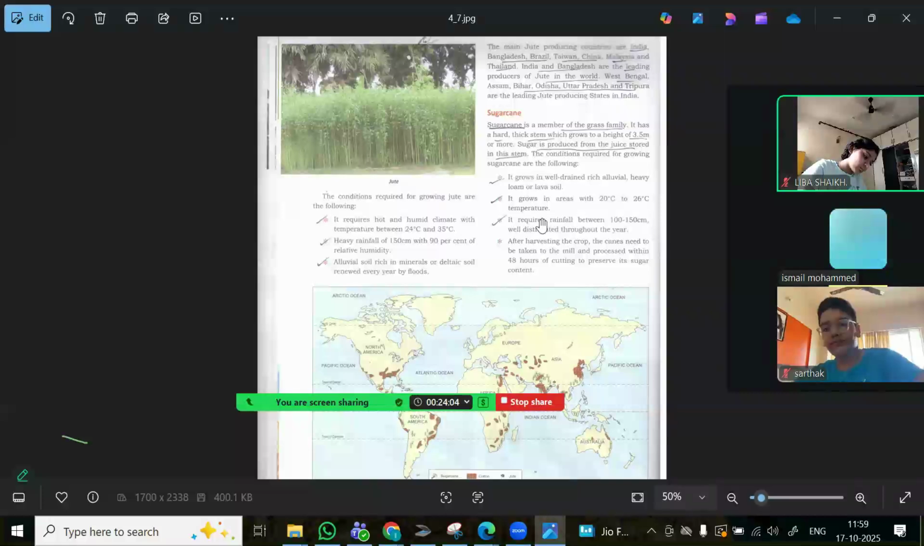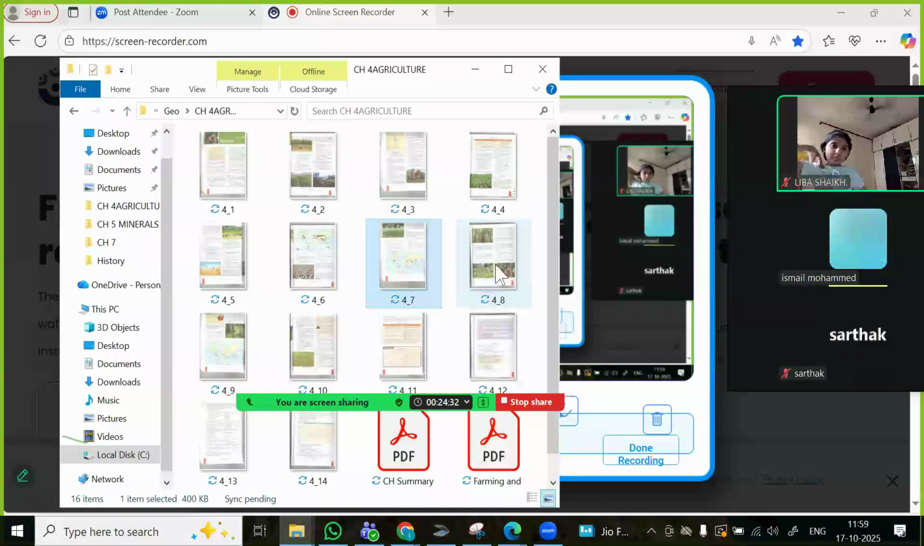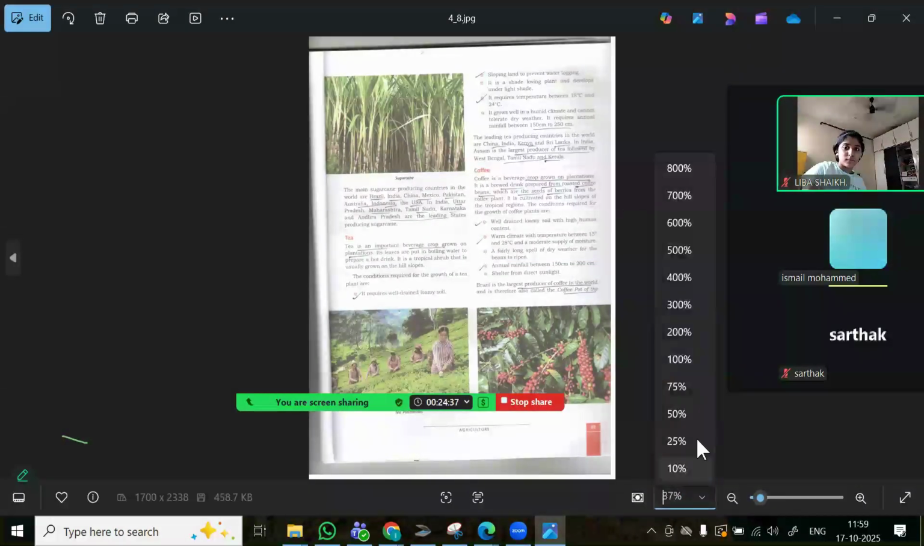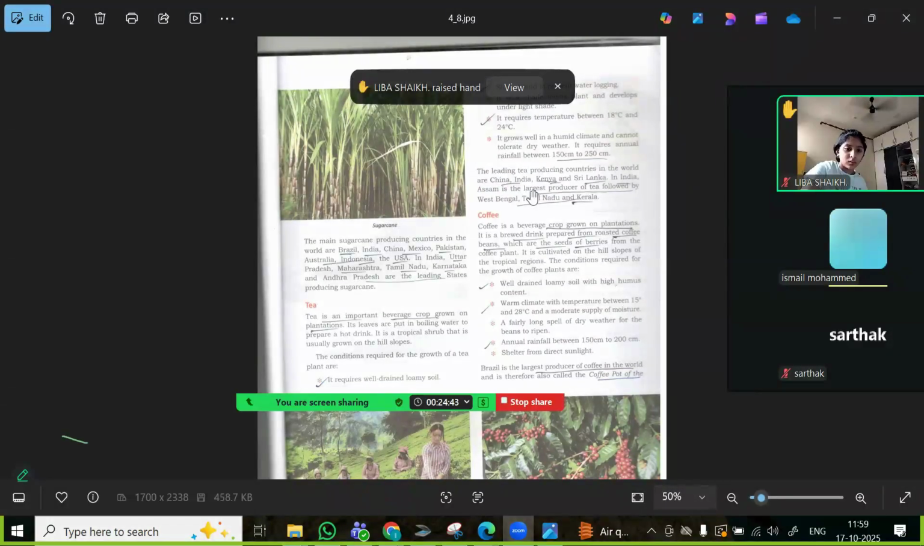Because it is producing that juice, it requires good rainfall, 100 to 150 centimeters rainfall, 20 to 26 degrees centigrade, and it requires well drained, alluvial soil which is somewhat wet, and heavy loam of the lava soil. So it requires these kind of soil, the temperature, and the rainfall. And those are the countries and states in India that produce it. So you remember this particular picture for your sugar cane.